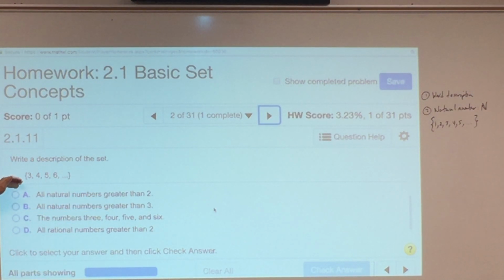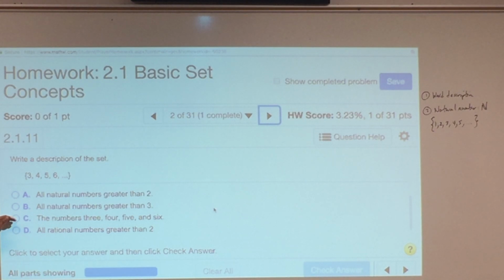Does that describe this? Or all the natural numbers greater than 3: take the numbers from that set of natural numbers and take out everything that's greater than 3. Does that describe this? The numbers 3, 4, 5, and 6. Does that describe this? So let's talk through this. I'll tell you for sure D is not the right answer. Without talking about rational numbers, D is not the right answer, and we're not going to discuss rational numbers really in this class.